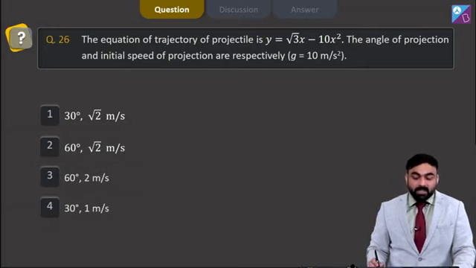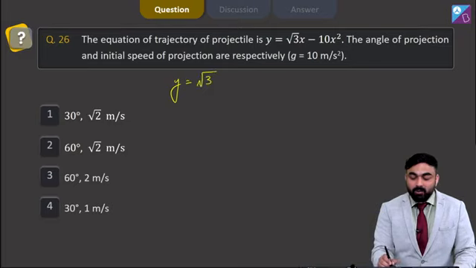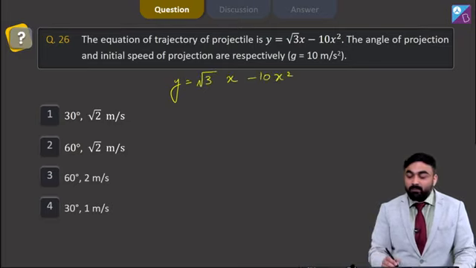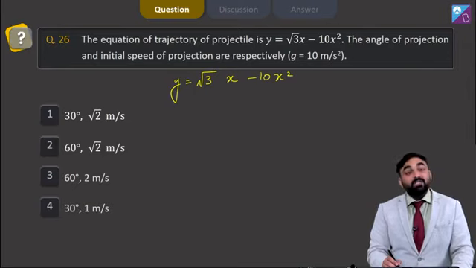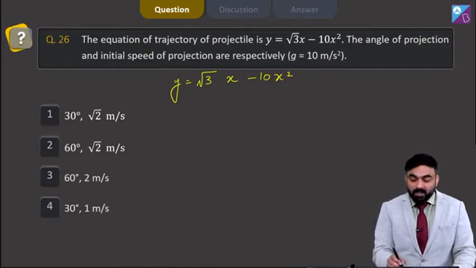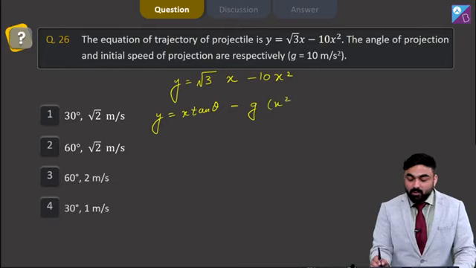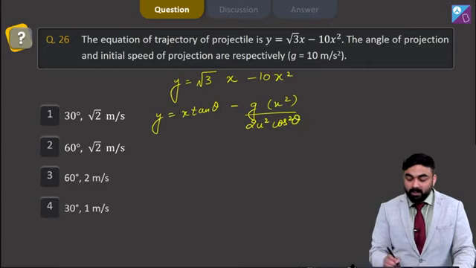Question number 26 says the equation of trajectory of a projectile is y = √3 x − 10x². The angle of projection and initial speed of projection are, respectively, (g = 10 m/s²). So we need to calculate the angle of projection and initial speed of projection. We know the equation of trajectory of a projectile is given by y = x tan θ − g x² / (2u² cos² θ).